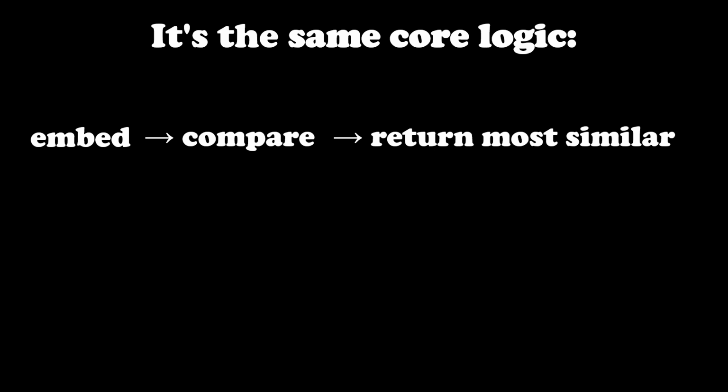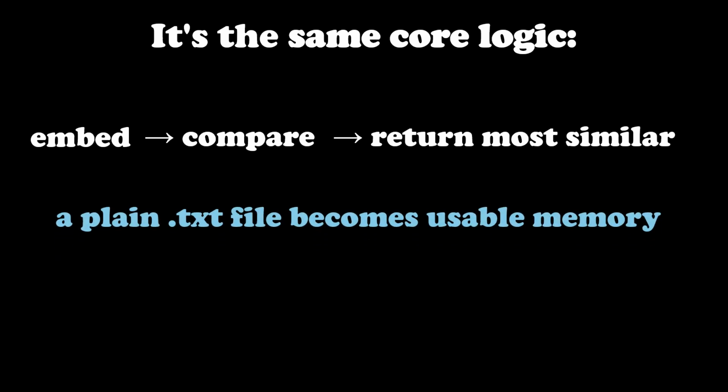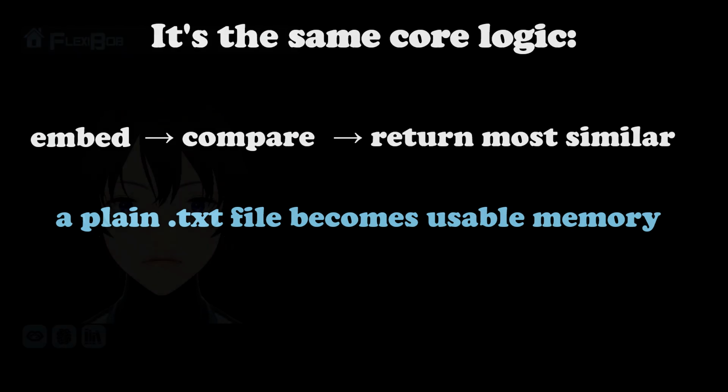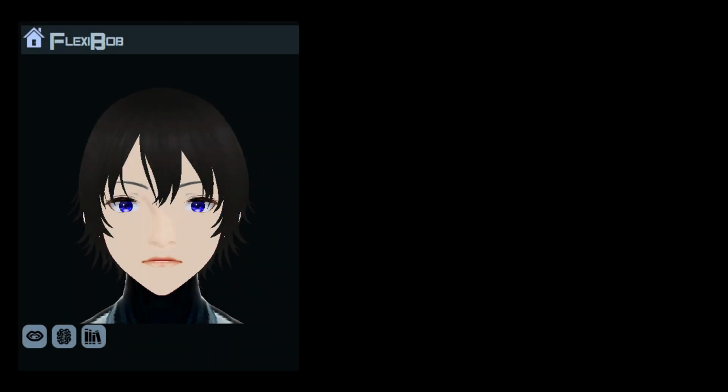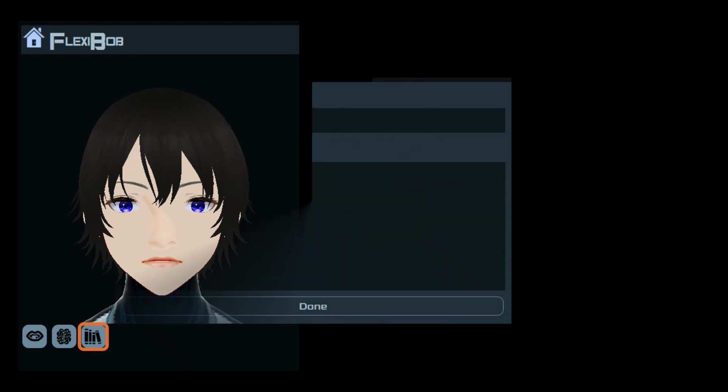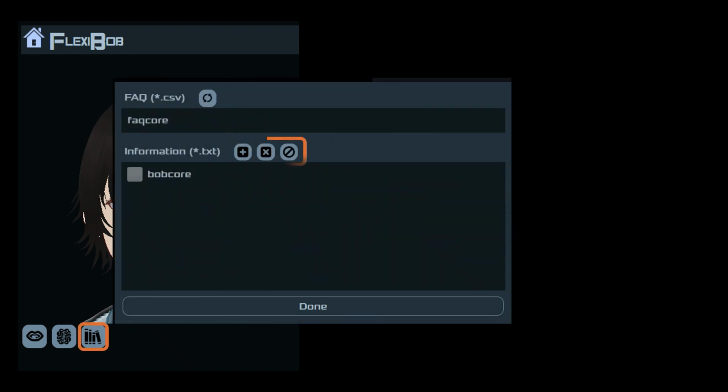Overall, it's the same core logic as the FAQ. We embed the paragraphs, compare the query to the embeddings, and return the best matches based on cosine similarity. You can change the text files used by first selecting the book icon just below Bob's avatar. In the pop-up screen, you can remove any or all text files and add new ones depending on the knowledge you want Bob to have.